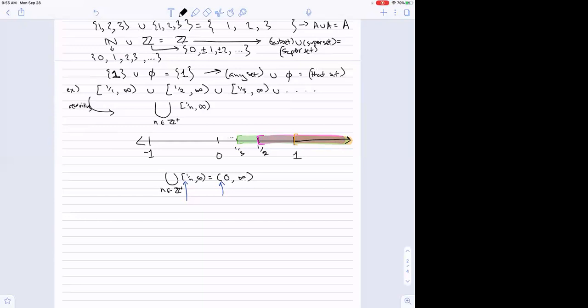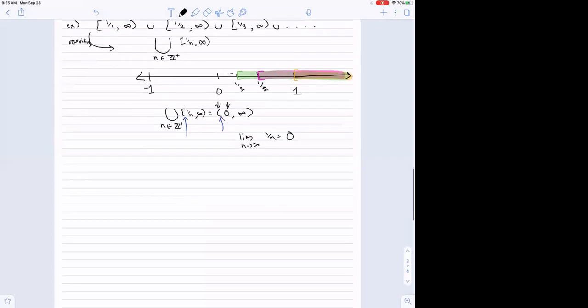The reason why it's 0 is because we take the limit as n goes to infinity of 1 over n, and that's equal to 0. So that's why we have 0 here. And the reason why it's open is because it never actually reaches 0. None of the intervals actually contain 0, so their union also can't contain 0. So that's why it's an open interval. If that's clear, if anybody has any questions, I'll wait for a few seconds before moving on to intersections.